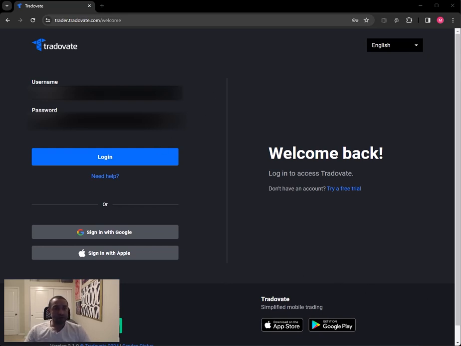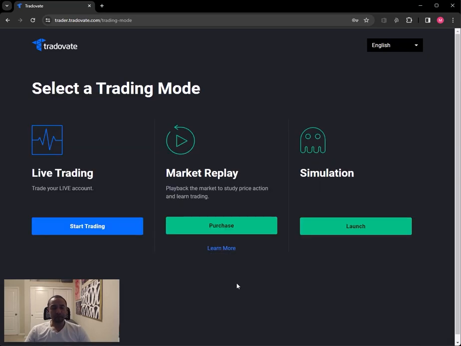So I'm on the Tradovate login page, and I'm just going to click login. And you're going to see three options here. You're going to see the live trading, you're going to see market replay, and you're going to see simulation. So if you want to do demo trading or paper trading, you want to click on simulation launch. Okay, it's going to load up.